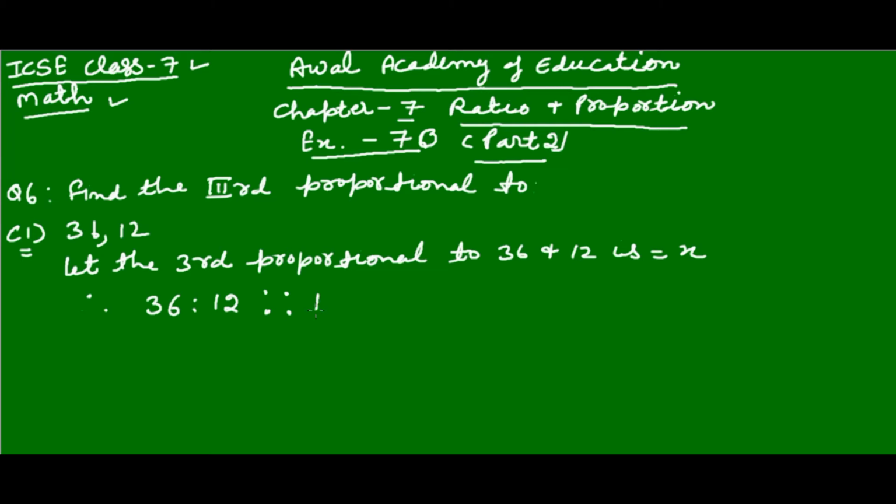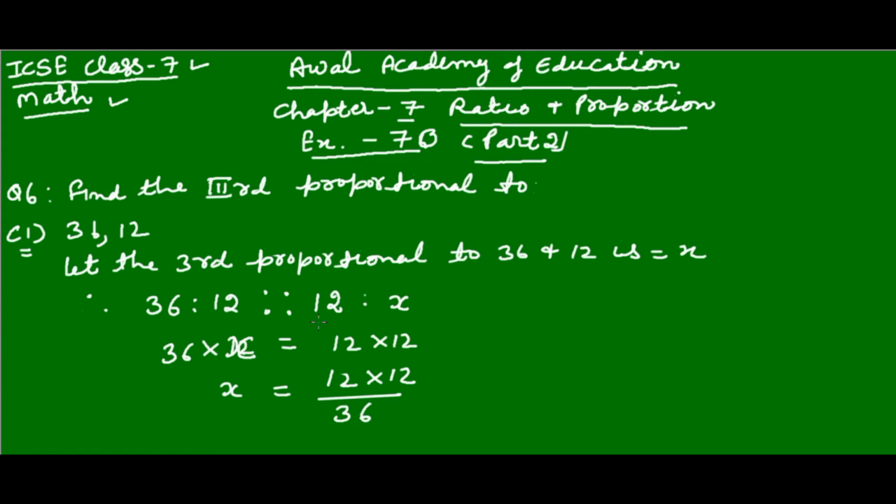As I have already told you in the earlier video, to find the third proportional we have to assume it x, and of these three terms, the common term 12 will be treated as the second. So our third proportional would be x. Now product of extremes, 36 into x, would be equal to product of means, 12 into 12.